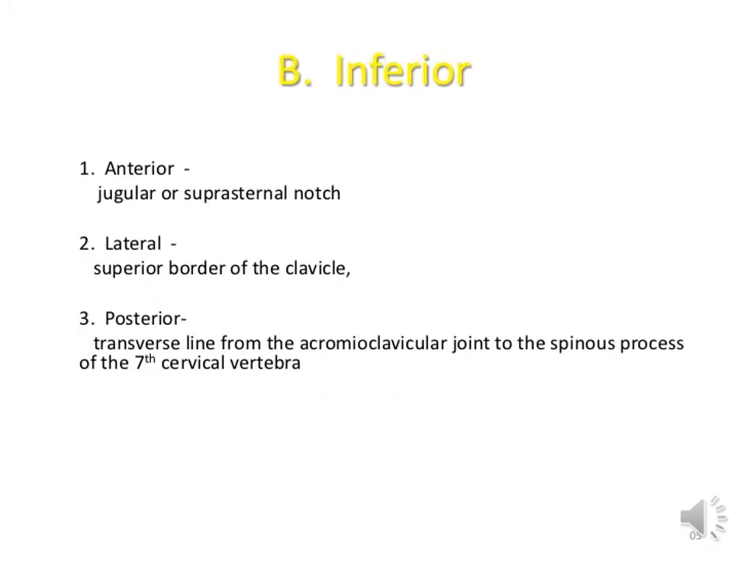Now to the inferior border of the neck that is related to the chest inlet. Anteriorly, the jugular or suprasternal notch. Laterally, the superior border of the clavicle. And posteriorly, transverse line from the acromioclavicular joint to the spinous process of the 7th cervical vertebrae. That is the inferior border of the neck.